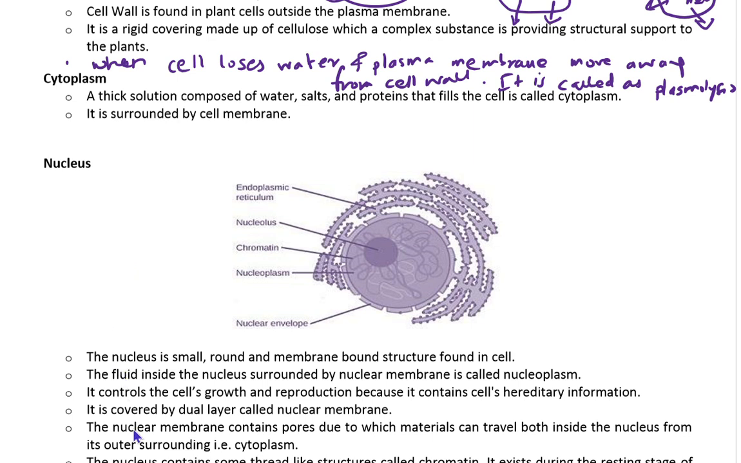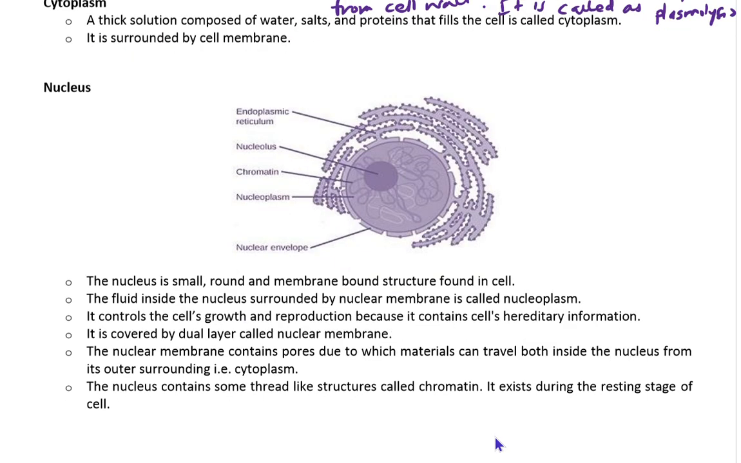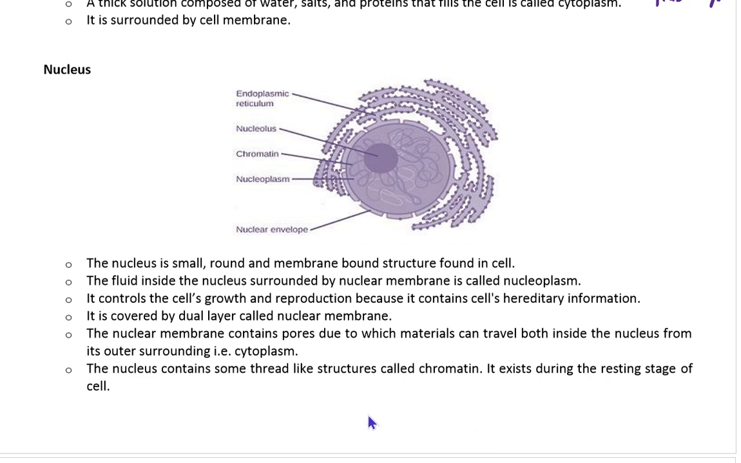The nucleus is covered with a dual layer. It is a double membrane organelle, and this is called the nuclear membrane. The nuclear membrane contains pores due to which material can travel both inside and outside the nucleus to the cytoplasm. The nucleus contains some thread-like structure called chromatin material. So this chromatin material exists when a cell is in a resting stage.